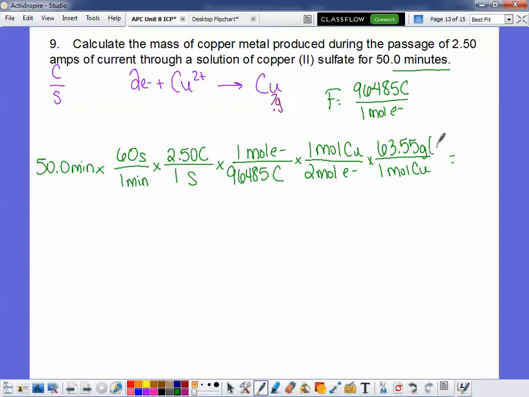And that's Cu. So at this point, minutes cancel, seconds cancel, coulombs cancel, moles of electrons cancel, moles of copper cancel, and we're left with grams of copper. Oh, I just realized mole of electron looks like mole with a dash.